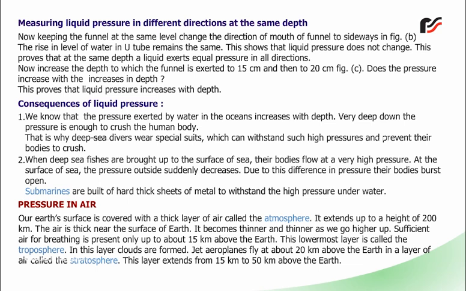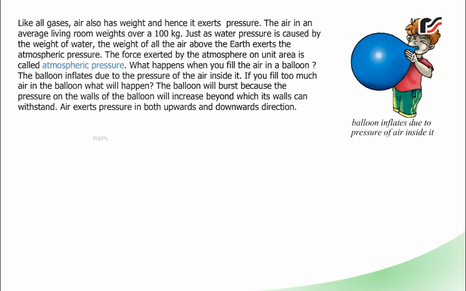Jet aeroplanes fly at about 20 km above the Earth in a layer of air called the stratosphere. This layer extends from 15 km to 50 km above the Earth. Like all gases, air also has weight and hence it exerts pressure. The air in an average living room weighs over 100 kg. Just as water pressure is caused by the weight of water, the weight of all the air above the Earth exerts the atmospheric pressure. The force exerted by the atmosphere on unit area is called atmospheric pressure.